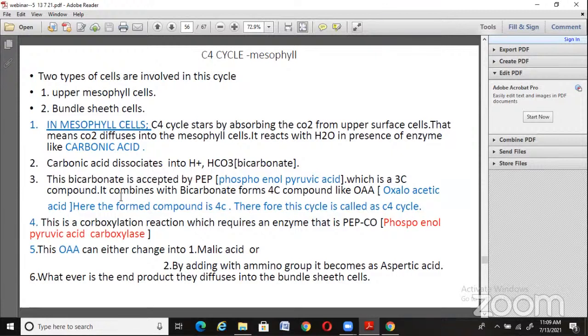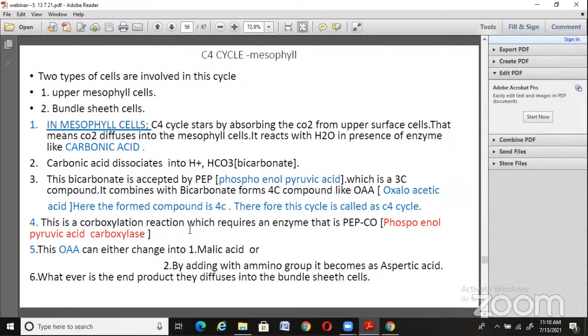And by the acceptance of this bicarbonate by PEP, it combines with the bicarbonate and forms a 4C compound, which is called oxaloacetic acid. That is OAA, oxaloacetic acid. A 4C compound is synthesized by the combination of PEP with the bicarbonate. Now, this 4C compound is the first product of this cycle. That's why this cycle is called the C4 cycle.